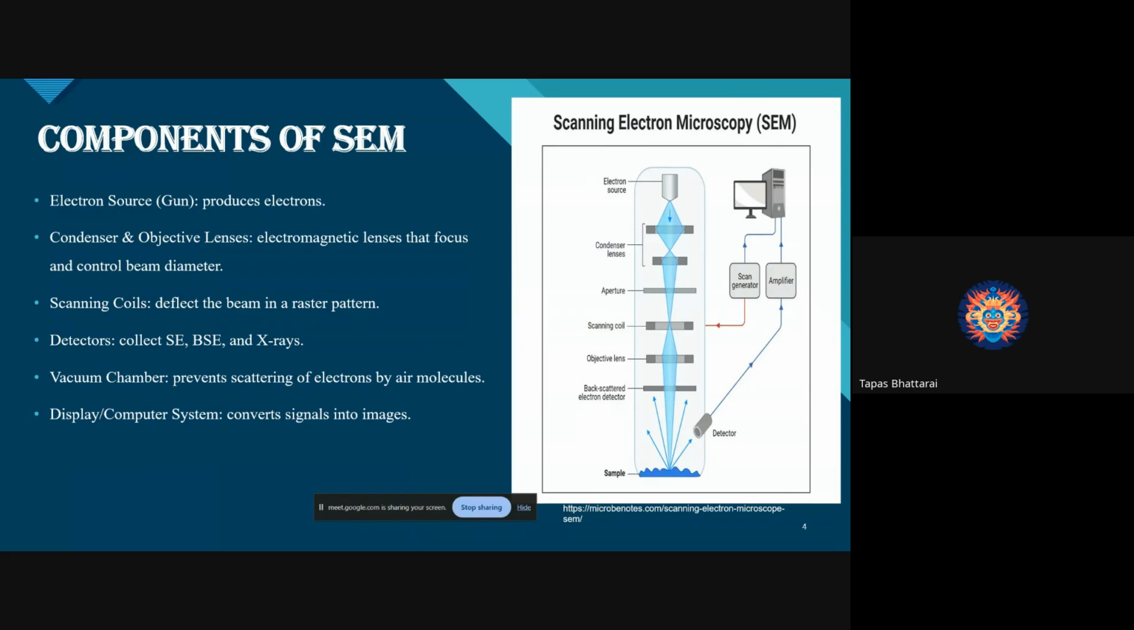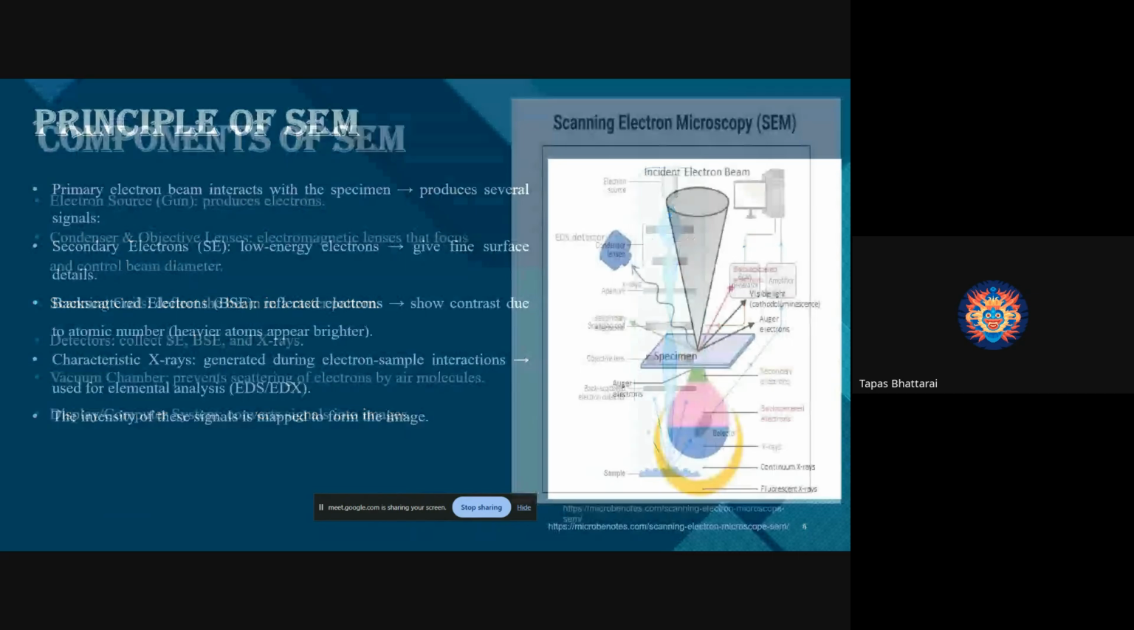And detectors. Different detectors are used to capture various signals, that would be secondary electrons, backscattered electrons, and X-rays, to give different information about the sample. And the other would be the vacuum chamber. The entire setup operates under high vacuum to prevent electron scattering by air molecules. And finally would be the display or the computer system that converts the detected signals into digital images that we see on the monitor.